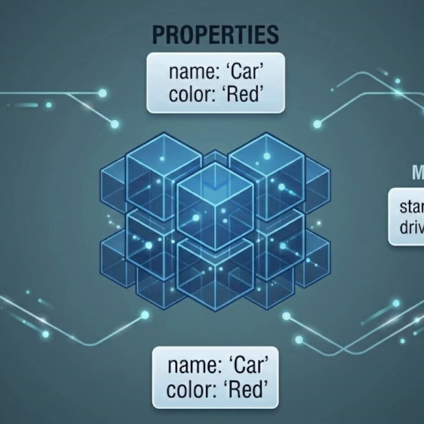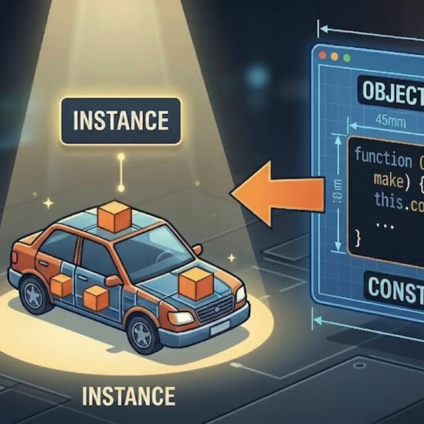In this diagram, we see an object. It has properties. Think of these as characteristics like name: car, or color: red. These are variables attached to the object. But it also has methods, which are functions, the things the object can do, like start: function, or drive: function. Instead of having a bunch of loose variables and functions floating around, objects let us bundle them into one neat package. But how do we create these objects without defining them manually every time?